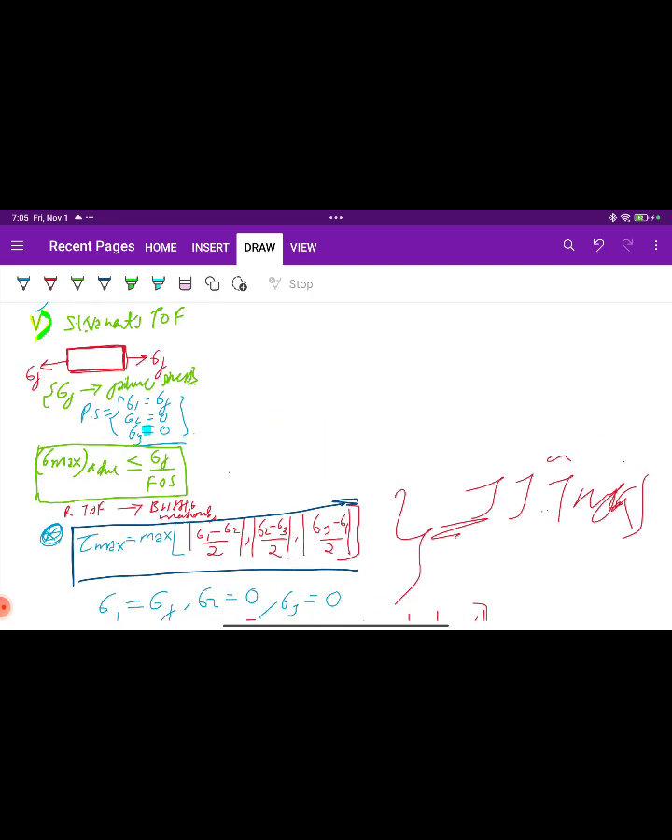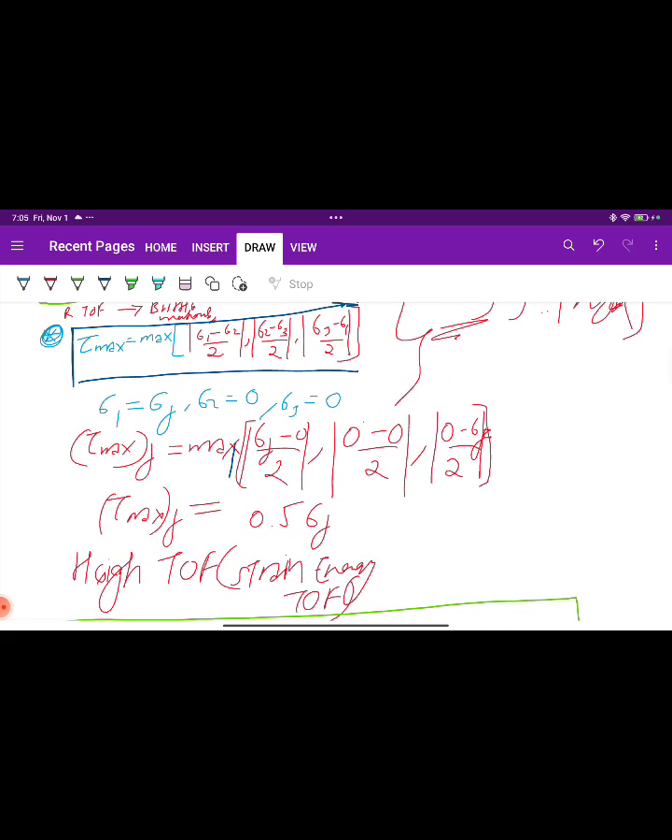In this condition, sigma maximum at the time of failure, or actual, will always be less than or equal to sigma f over the factor of safety. This is the condition for the Tresca and Guest theory.